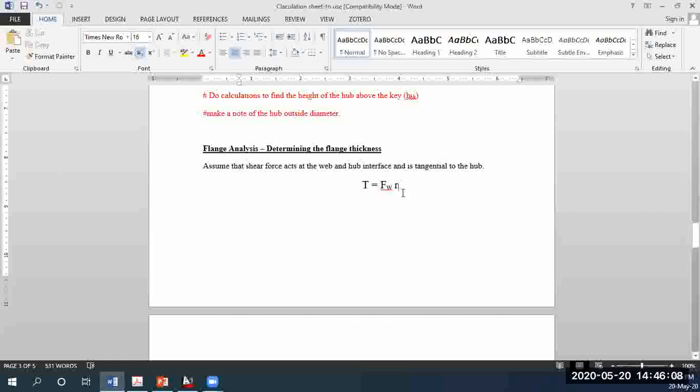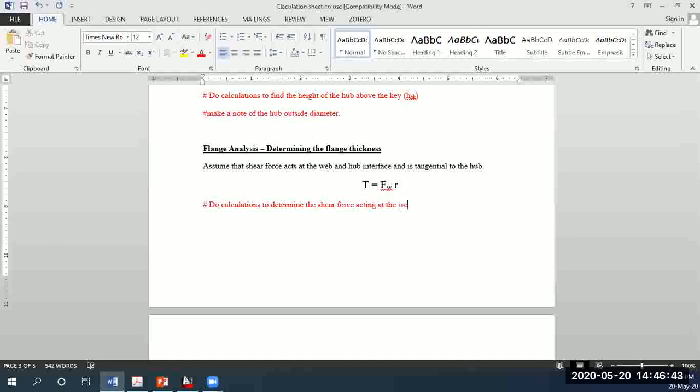Okay, so since nobody is making any suggestions, I will leave it to you guys to determine what R should be. So just making a note here that you need to do calculations to determine the shear force acting at the web hub. So will it be from the center to the top of the web?